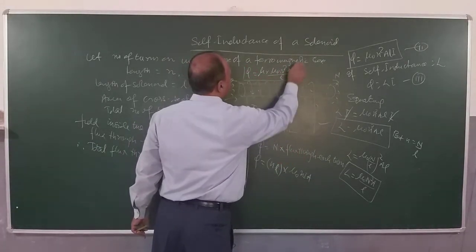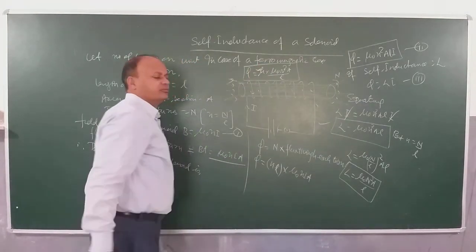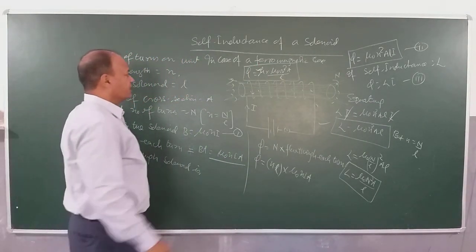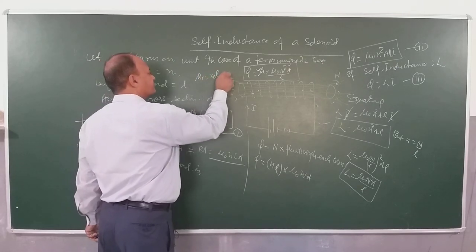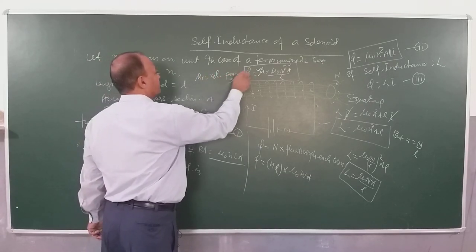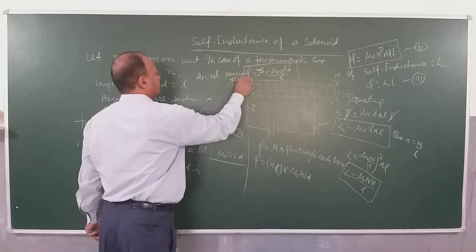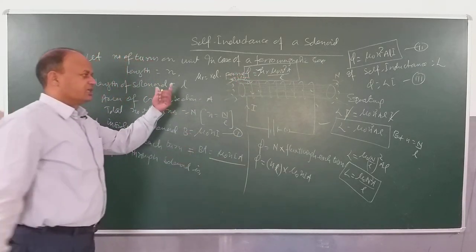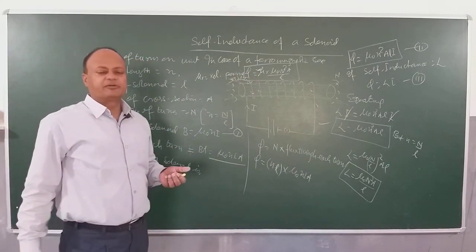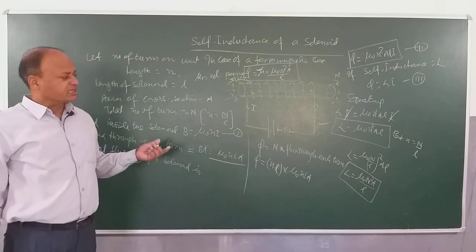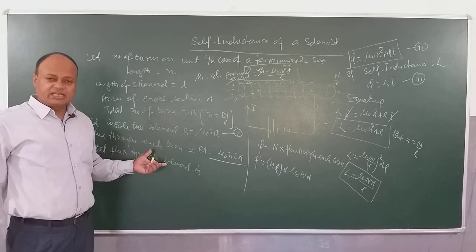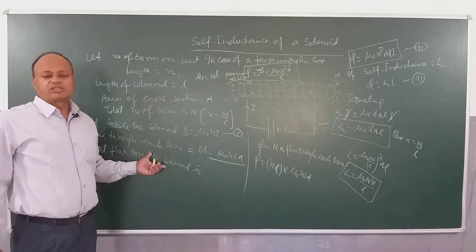So here we have the term mu r. This is relative permeability, which I have already done, compared to the permeability of free space. Similarly, the relative permeability of a substance is always more than 1, always positive. Right? So we discussed what is the self inductance of a solenoid.